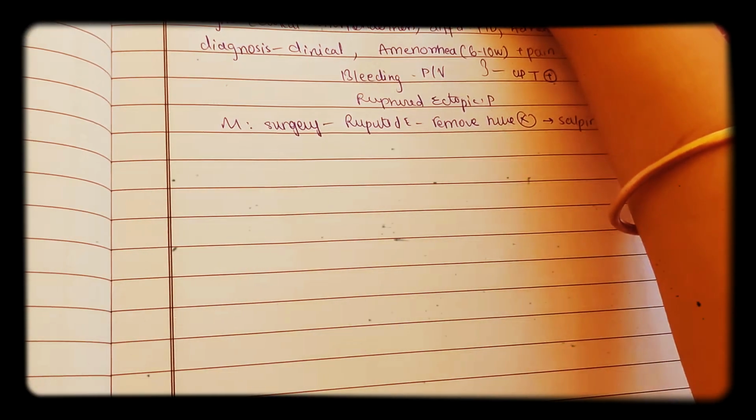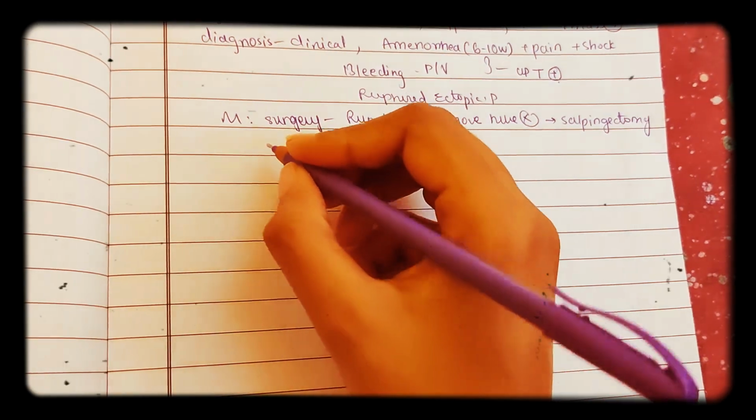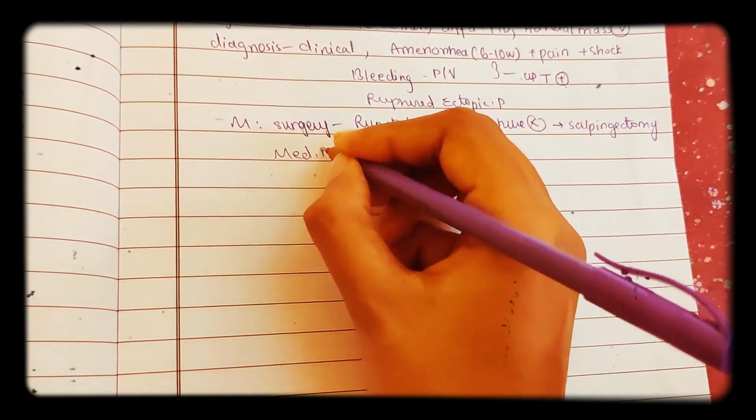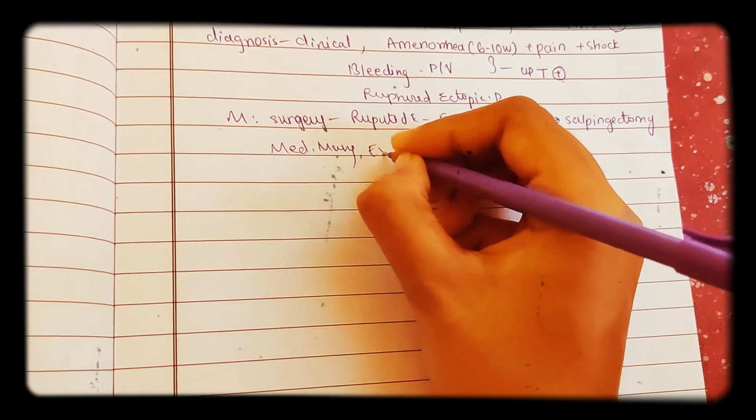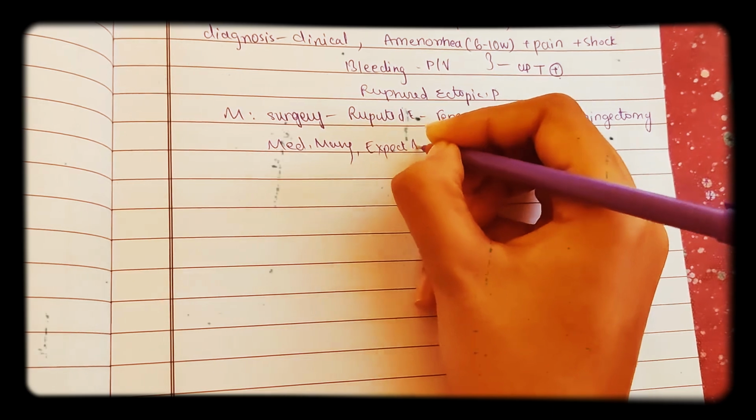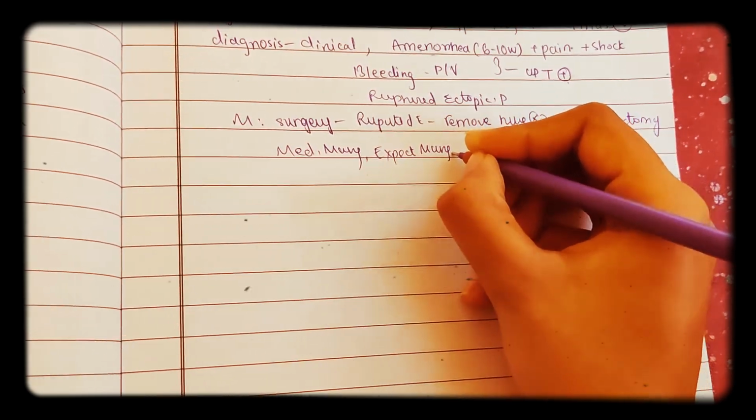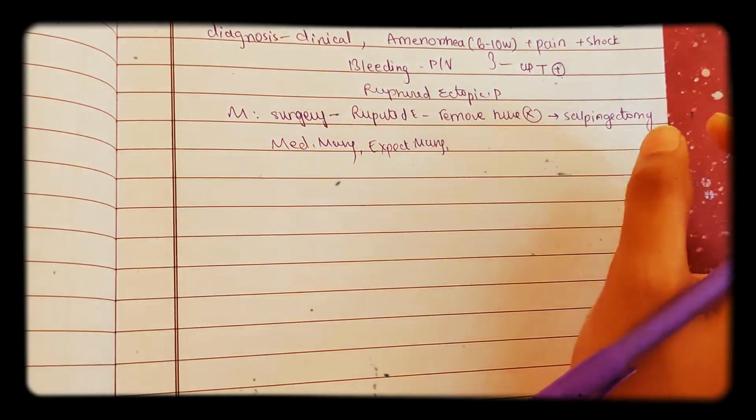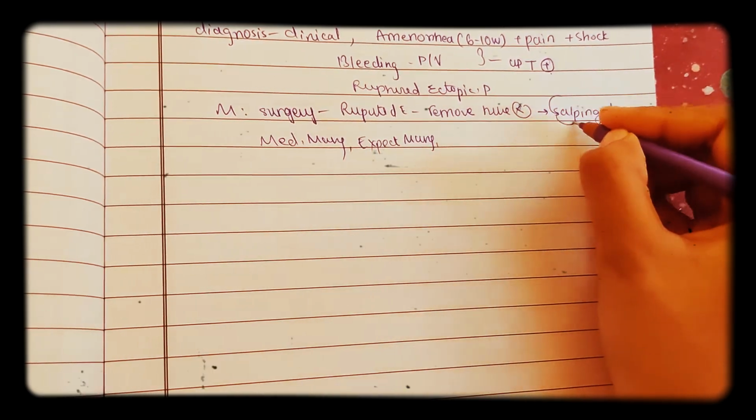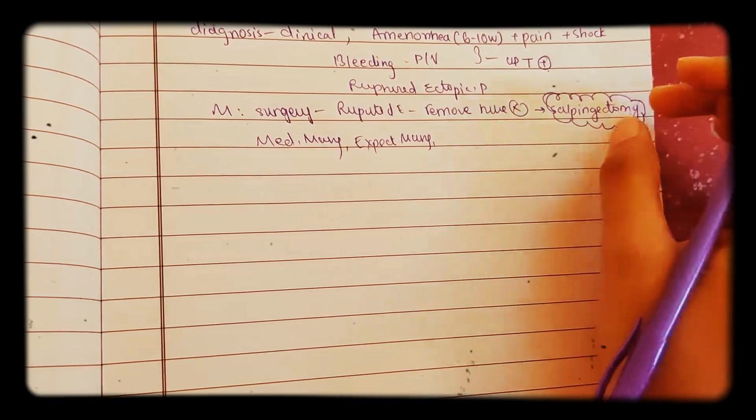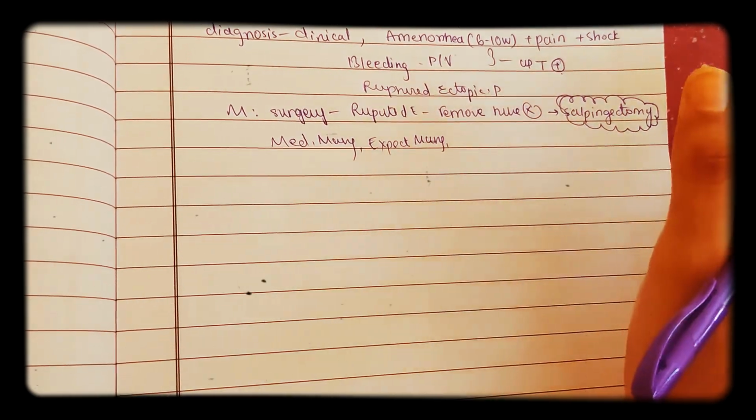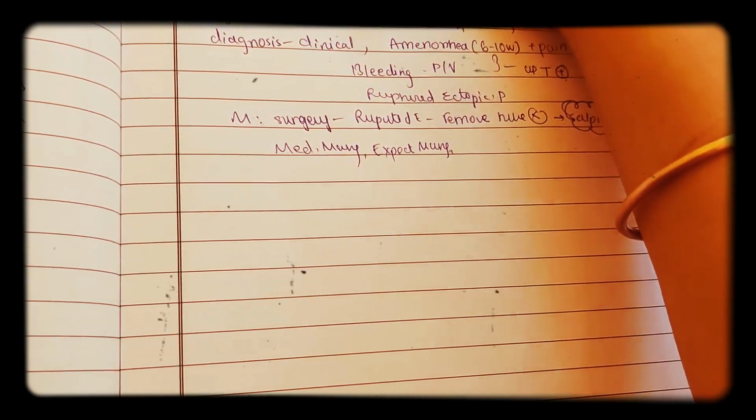So the following are not done in ruptured ectopic. Medical management is of no use because we need to do surgery immediately. And expectant management, we should not expect for any other management, just go and do this surgery. And next, any other surgery except salpingectomy. So only we need to do salpingectomy. Give it a big box like this. It is a very important procedure needed in ruptured ectopic pregnancy.